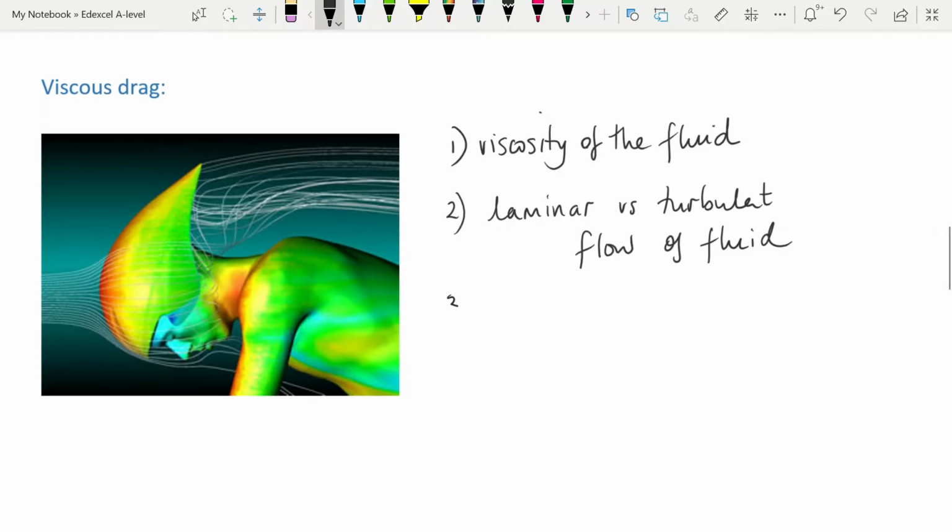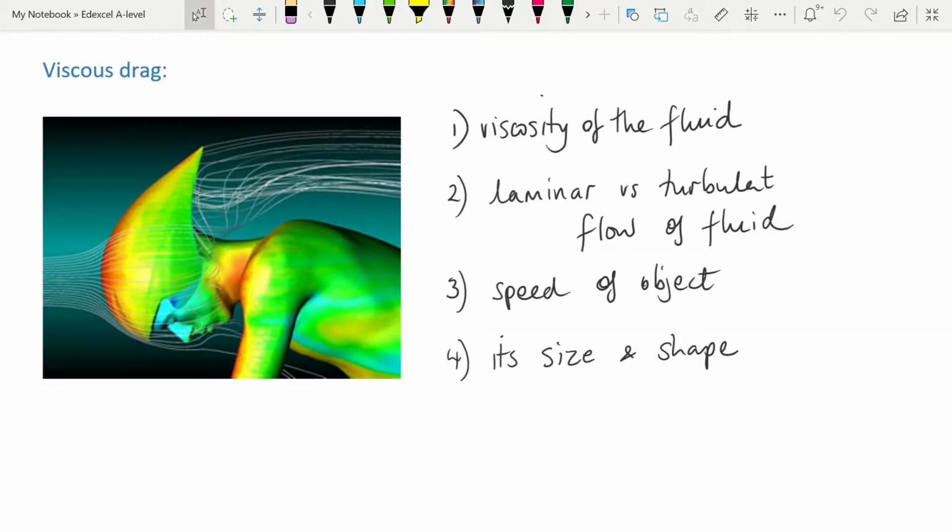Number 3. Obviously, the faster the object is moving through the fluid, the more viscous drag it's going to experience. And number 4, something that we already intuitively know, its size and shape. So it depends on how much of the liquid it's going to be pushing against, and obviously we know there are objects that are streamlined.